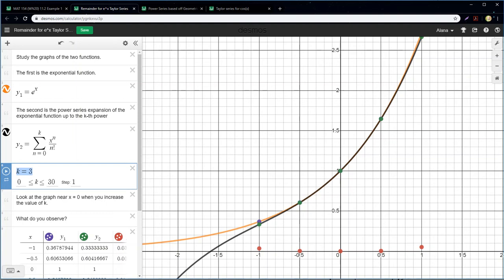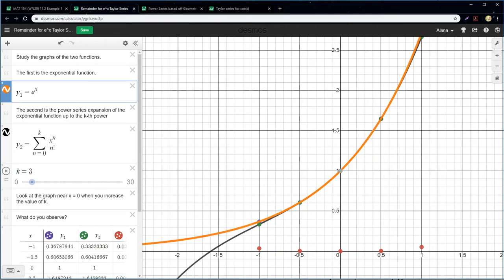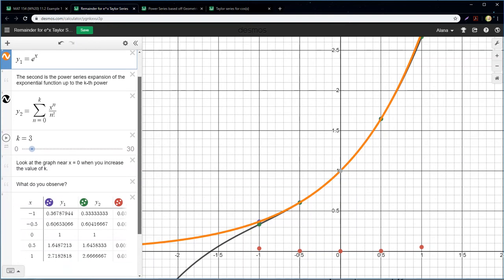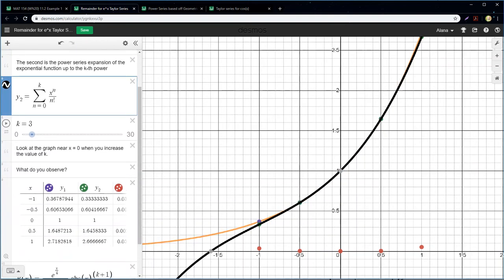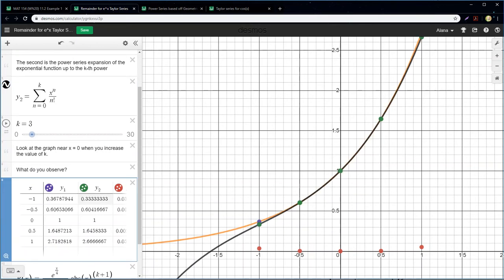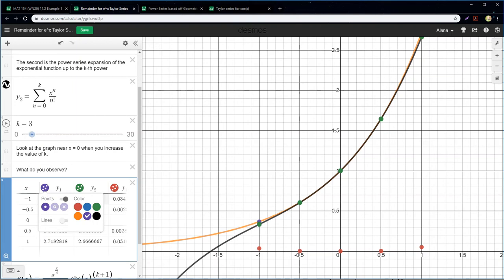And you can see that the points are really close to each other, especially close to our center. So the center is right here at x equals 0. As I move away from that center, then my values are different between the two curves. And I actually wrote it right in here. So y1, let me do this in the same color. So those would be the orange dots, and then y2 would be the Taylor series. So the orange dots and the black dots.